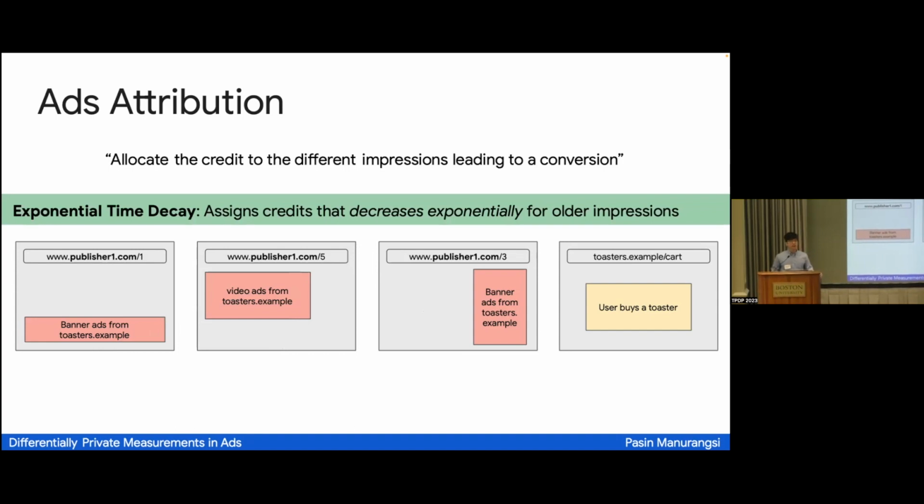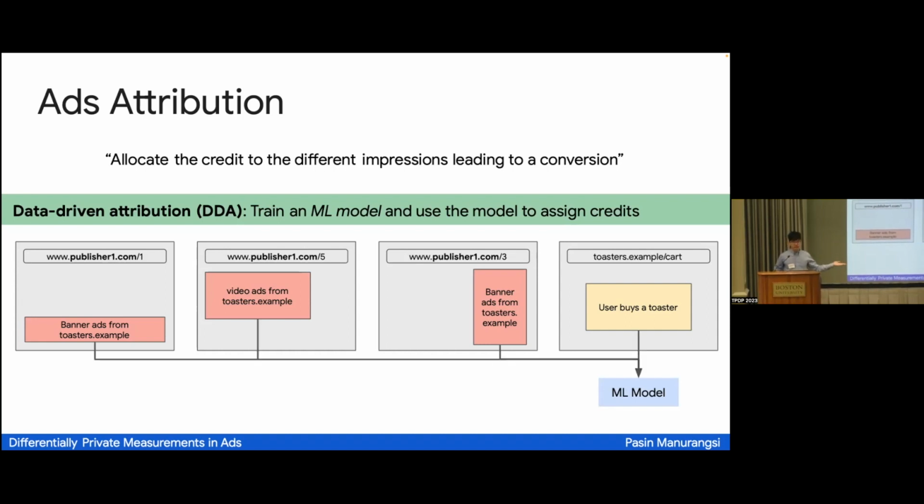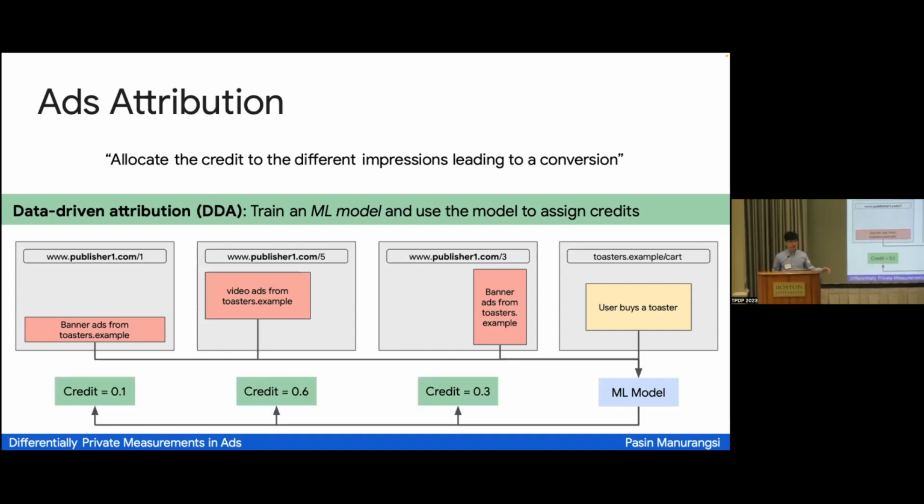And among the multi-touch attribution, there are also many other ideas, such as exponential time decay. So you can assign the most credit to the most recent ad, but also still assign some credit to the previous ad, but the weights decay with time. Another popular one that has been used a lot recently is data-driven attribution, or DDA. In DDA, you train some model that would give you the weight. Once you have the impression and conversion, you just put this into the model, and the model will be the one assigning the credits for you.